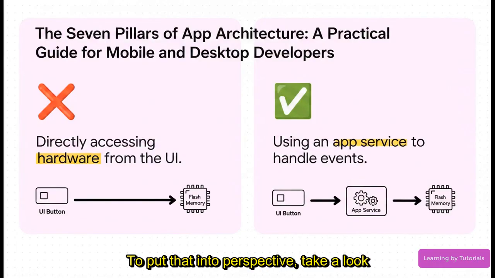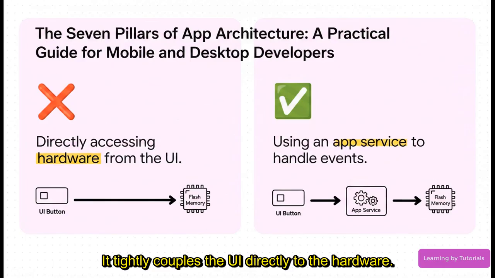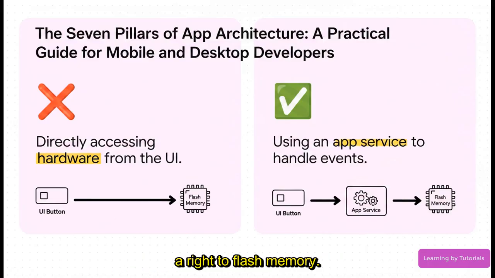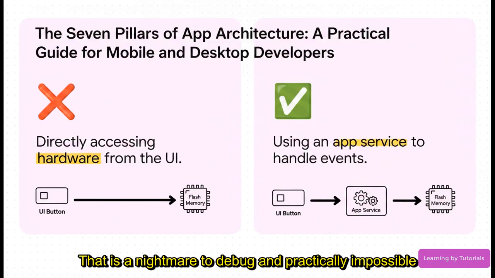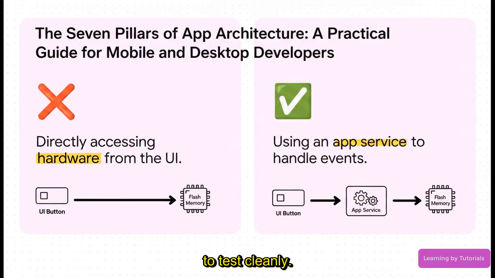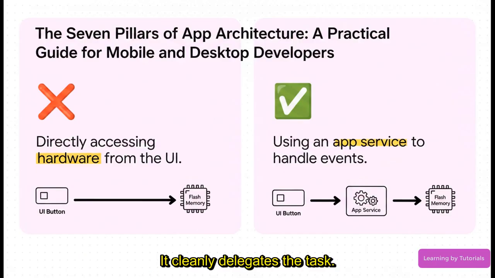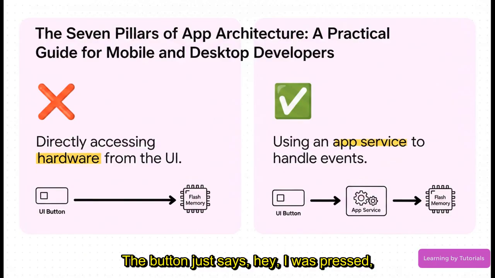To put that into perspective, take a look at the bad design on the left. It tightly couples the UI directly to the hardware. A button gets pressed, and boom, it immediately commands a write to flash memory. That is a nightmare to debug and practically impossible to test cleanly. But compare that to the much better design on the right. It cleanly delegates the task. The button just says, hey, I was pressed, and an application service actually decides what that means for the hardware.